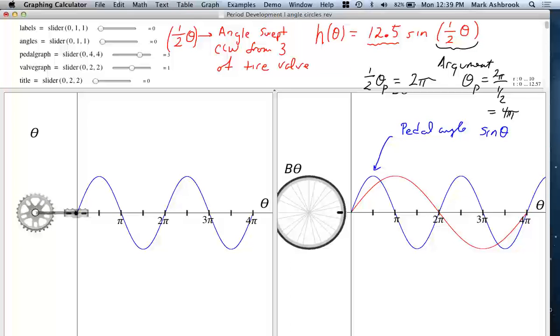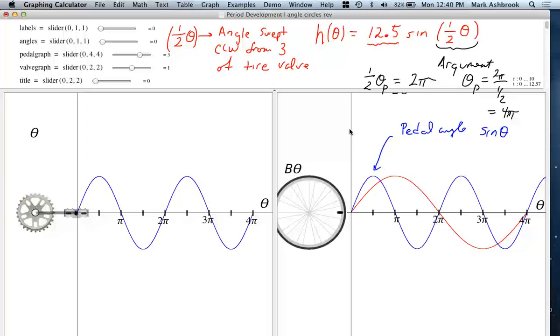So if you multiply by a number less than 1, if you take a fraction of theta, what does that do to the period? Make it less or greater? Makes it greater, right? Because the angle is going half as fast around, so you need more angle to get it all the way around. Does this make sense? Okay, any questions on that?